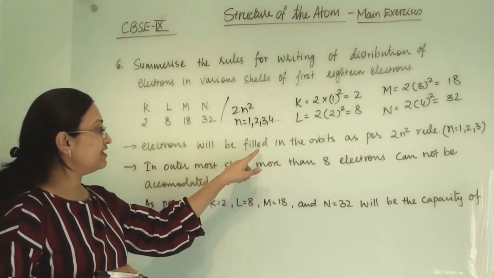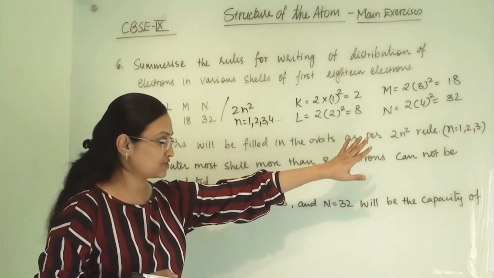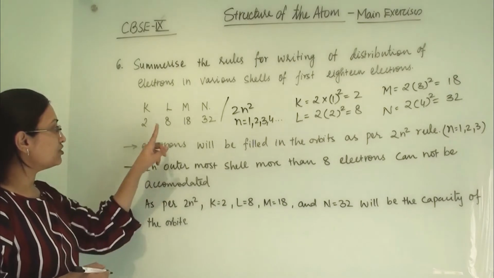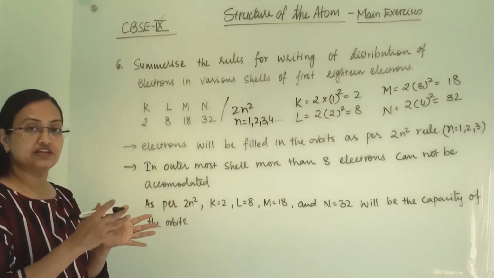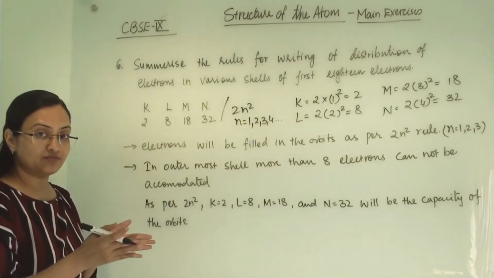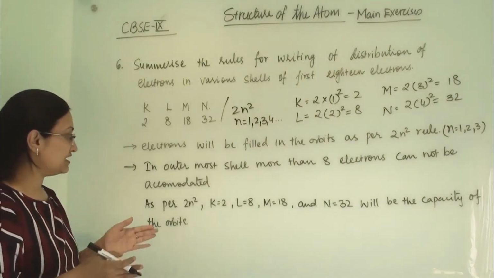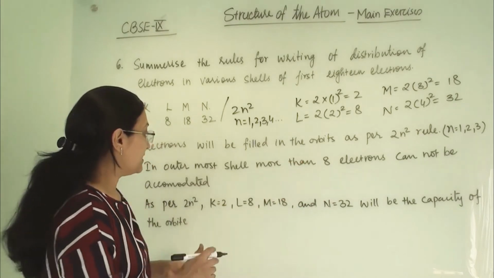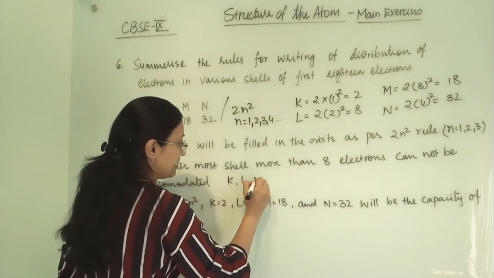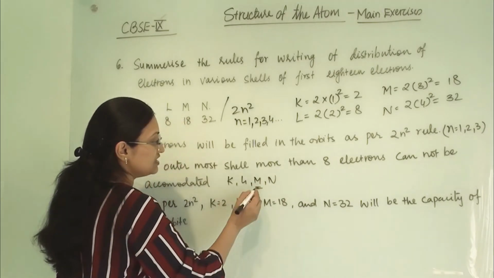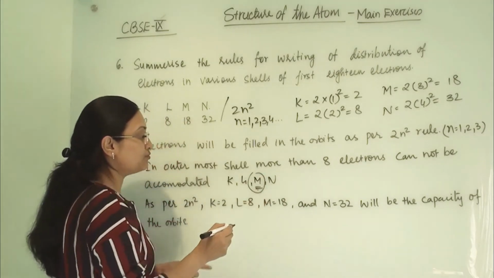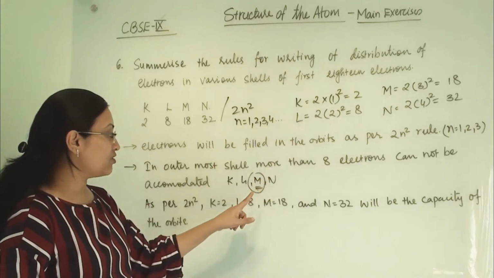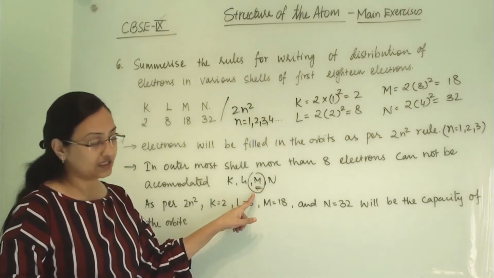Now electrons will be filled in the orbits as per the rule of 2n², where n we are taking as 1, 2 and 3. And the second rule is, in the outermost shell, whenever we are keeping the electrons as per their atomic number, when we reach the outermost shell, we cannot fill more than 8 electrons. So here K, L, M and N, if this is the last or outermost shell, then we cannot put more than 8 electrons in this. So even though M's capacity is 18, we cannot put more than 8 electrons in this.